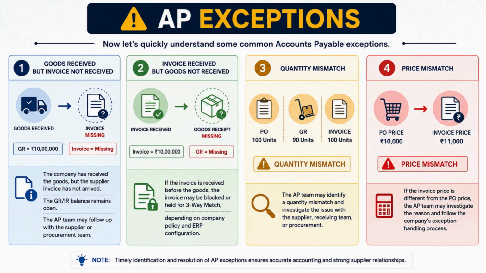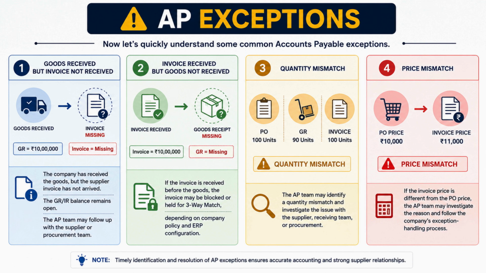Now let's quickly understand some common accounts payable exceptions. The company has received the goods, but the supplier invoice has not arrived. The GR/IR balance remains open. The AP team may follow up with the supplier or procurement team. If the invoice is received before the goods, the invoice may be blocked or held for three-way match, depending on company policy and ERP configuration.